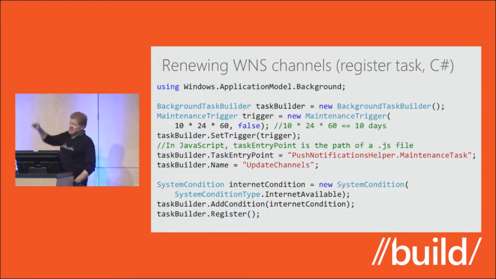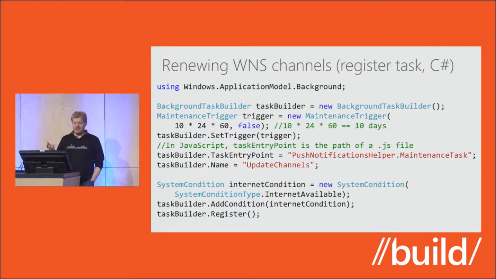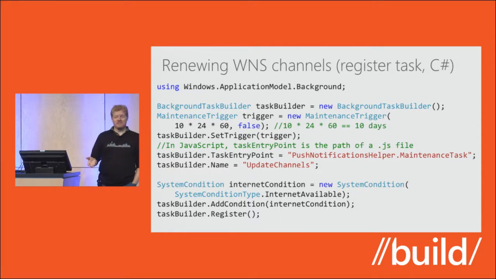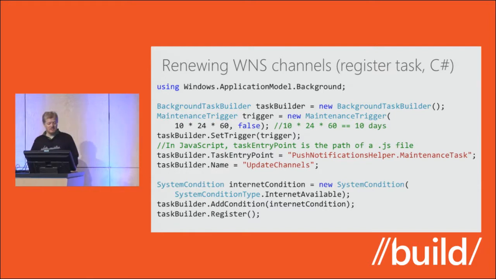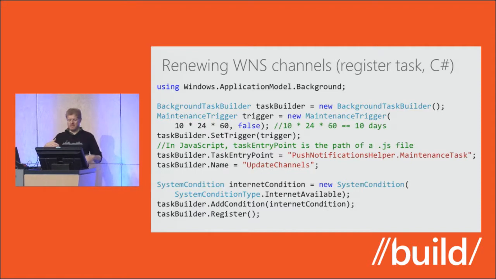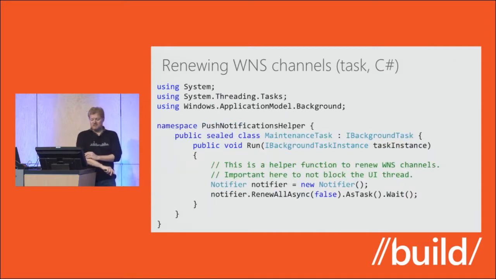Where we're creating a maintenance trigger that's got a period of 10 days. And we set the entry point, which is a thing in a C# module. We set the name of that, and then down here at the bottom you see taskbuilder.Register with an added condition to say only run this if the internet's available. So if the internet's not available, don't bother to run it, because I can't renew channel URIs if the internet's not available. So wait until that's ready. And in fact, if the 10 days passes and the internet's not available, when it does become available, Windows will remember that and fire this background task.